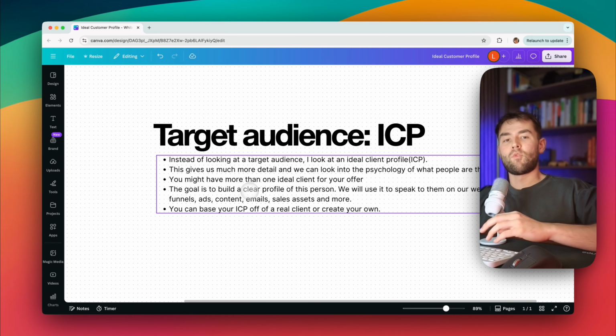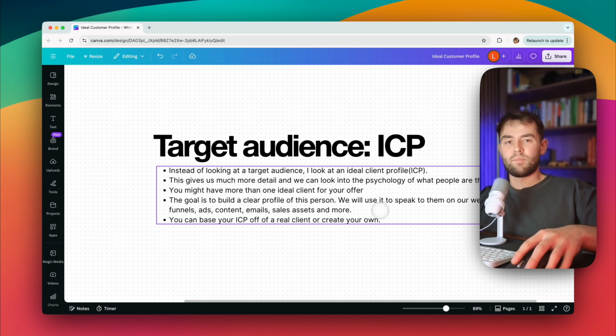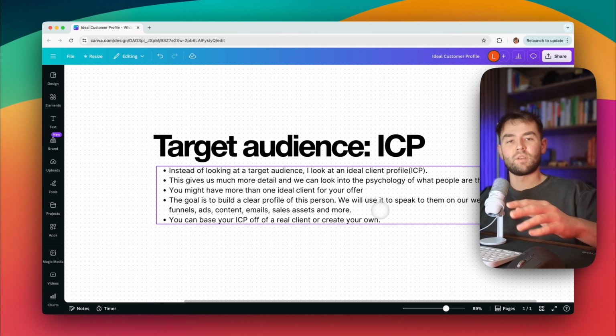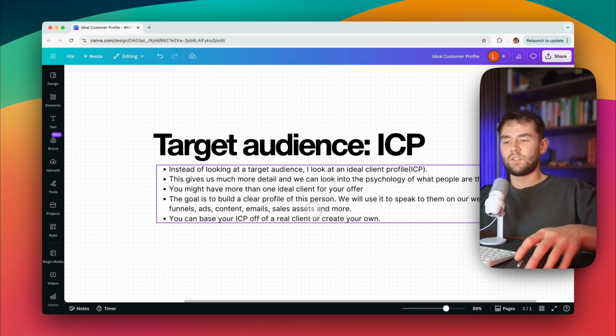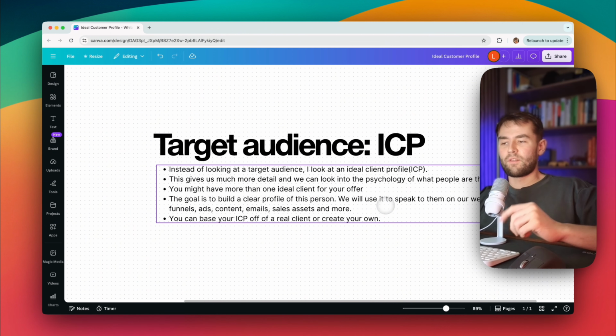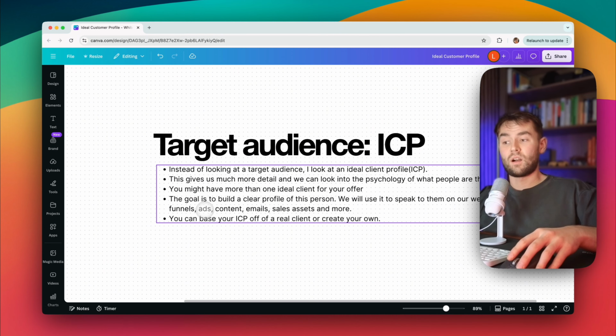You might actually have more than one ideal client for your offer, and that's okay, but we're going to start off with one and keep things simple. And you can add on to that if you're a more established or a bigger business with different sectors and things like that. The goal is to build a clear profile of this person, and we're going to use it to speak to them on our website, on our funnels, so all the text, all the copy on our website and funnels. We're going to use it in our ads for our creative, our copywriting, our targeting even.